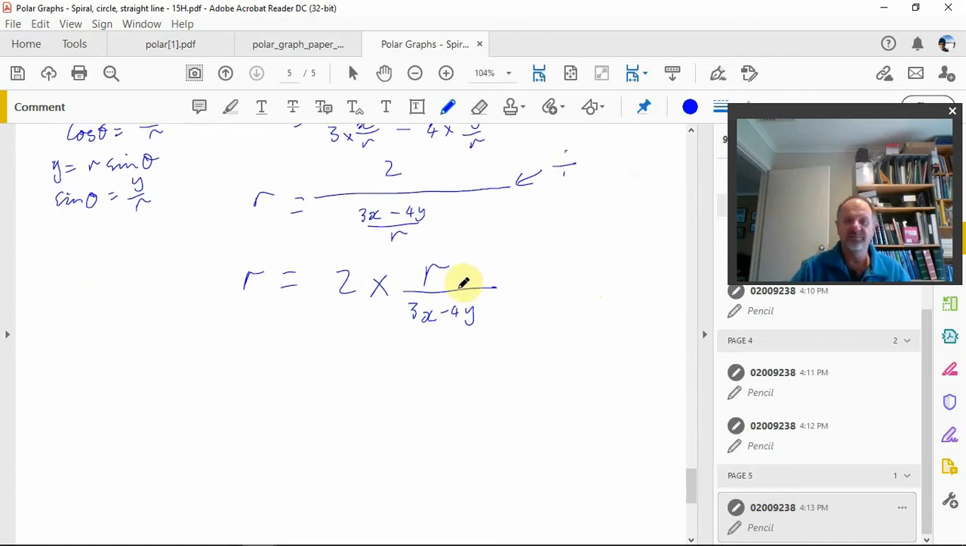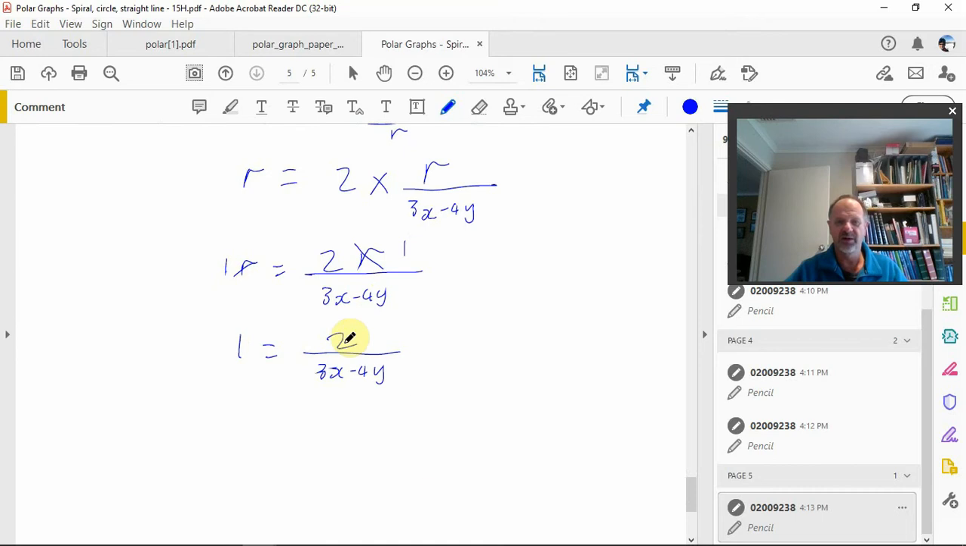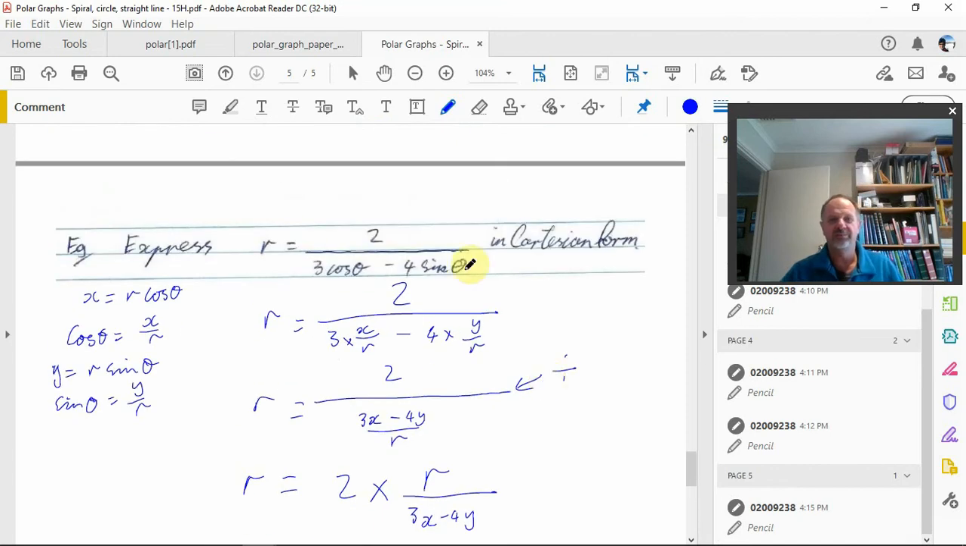All right, then what have we got? Let me neaten this up. I've got r equals 2r over 3x minus 4y. So r can go to itself once on that side and on that side. We've now got 1 equals 2 over 3x minus 4y. Now if I multiply both sides by 3x minus 4y, then I get 3x minus 4y, and that equals 2. And so there is the Cartesian equation of that polar.